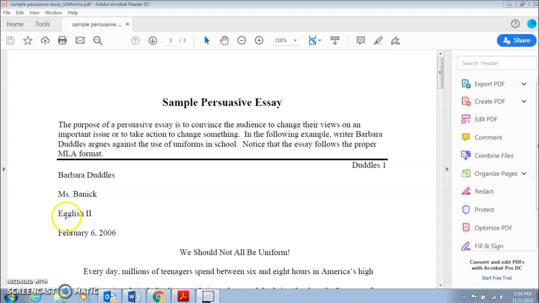Hi everyone, this is Professor Ward, and today I wanted to walk you through the components of a persuasive essay and talk a little bit about the things that we would be looking for when we do our peer review.